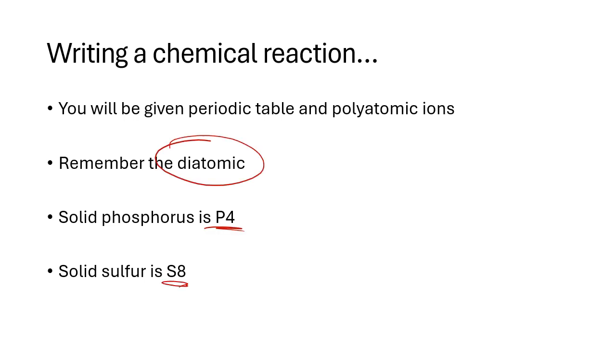You have to remember which ones are the diatomics. Now there's two things here. Solid phosphorus is P4, solid sulfur is S8, something that we haven't talked about yet, but it does come up in this. I think I'm just going to avoid that, but since it's already in the notes, I'm going to go with it and just tell you. So if we use solid phosphorus, I'll make sure to let you know.